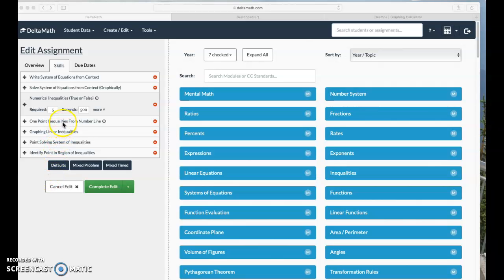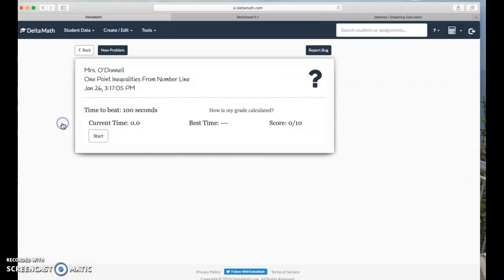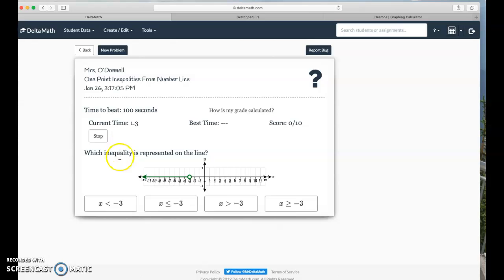All right, 1 point inequalities from the number line. Again, we're just trying to get 10 out of 10. So which inequality is represented on the line? My graph is less than -3.